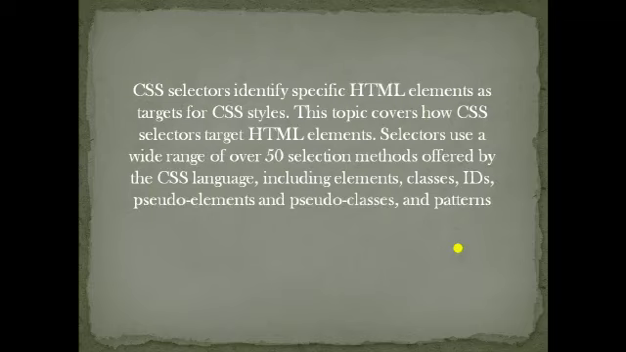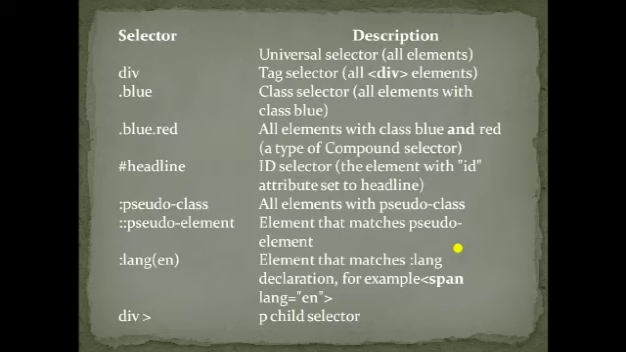Selectors are used in a wide range, over 50 selection methods offered by the CSS language, including elements, classes, IDs, pseudo elements, pseudo classes, and patterns. We can divide CSS selectors into 5 categories mainly: simple selectors, combinators, pseudo classes, pseudo elements, and attribute selectors.